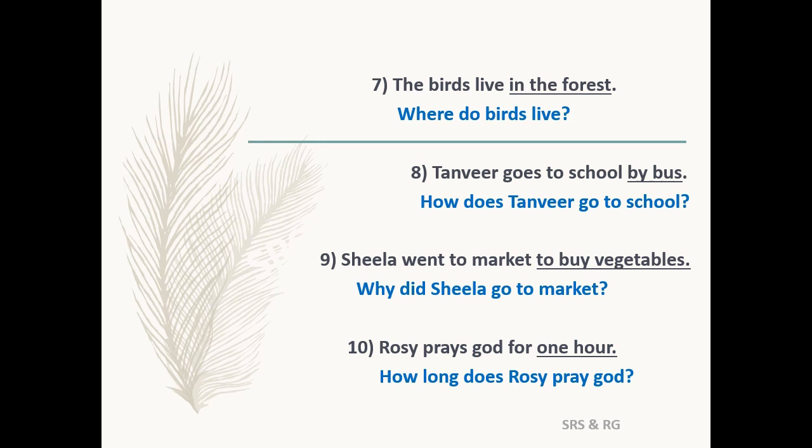Now, the 10th one. Rosie prays God for 1 hour. This tells the duration of time. Then we should go for how long. There is no auxiliary verb. Prays means does. How long does Rosie pray God?